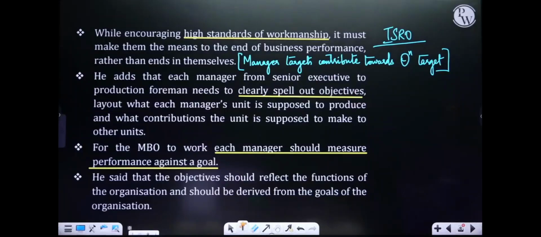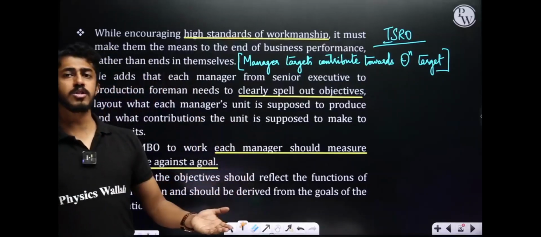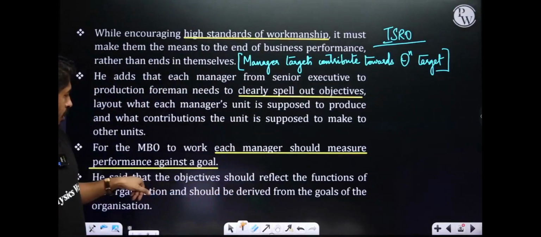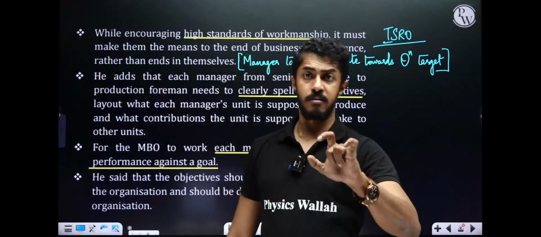He said that the objective should reflect the functions of the organization and should be derived from the goals of the organization. True. So it should be derived from the goals of the organization. What objectives you want to achieve. That is at the manager level.